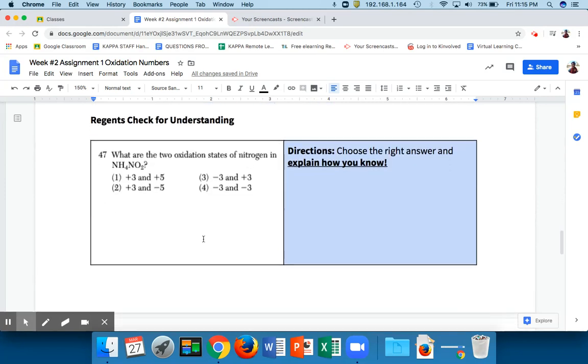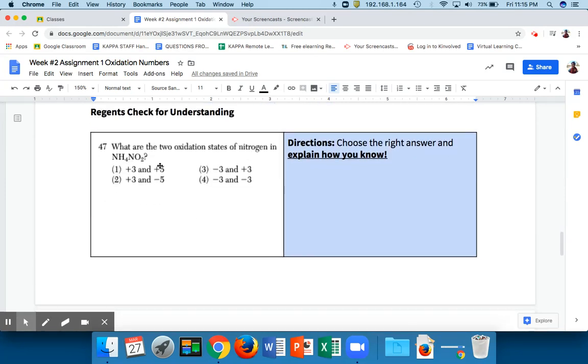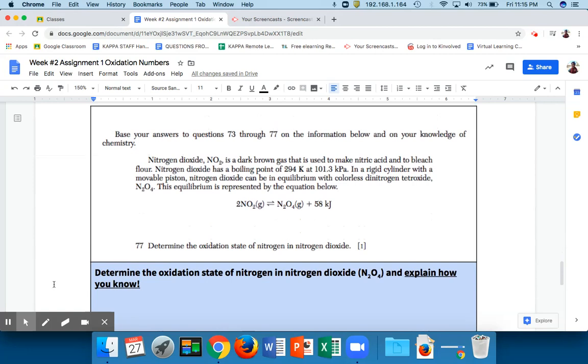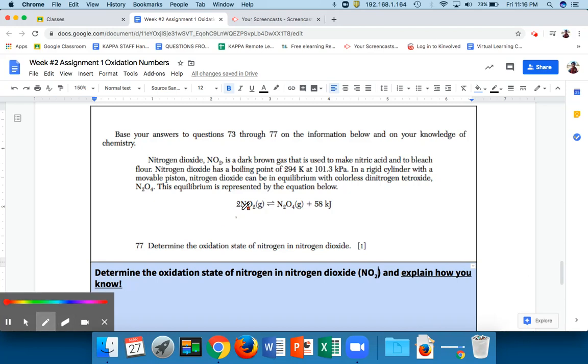Then at the bottom, there are questions checking for understanding. This first question is multiple choice. You're going to choose your right answer and explain how you know. And then there is an open response question. Don't get thrown off by all of the words. The question is simply determine the oxidation state of nitrogen in nitrogen dioxide. So it's talking about this formula here, and all you're doing is finding the oxidation state of nitrogen.